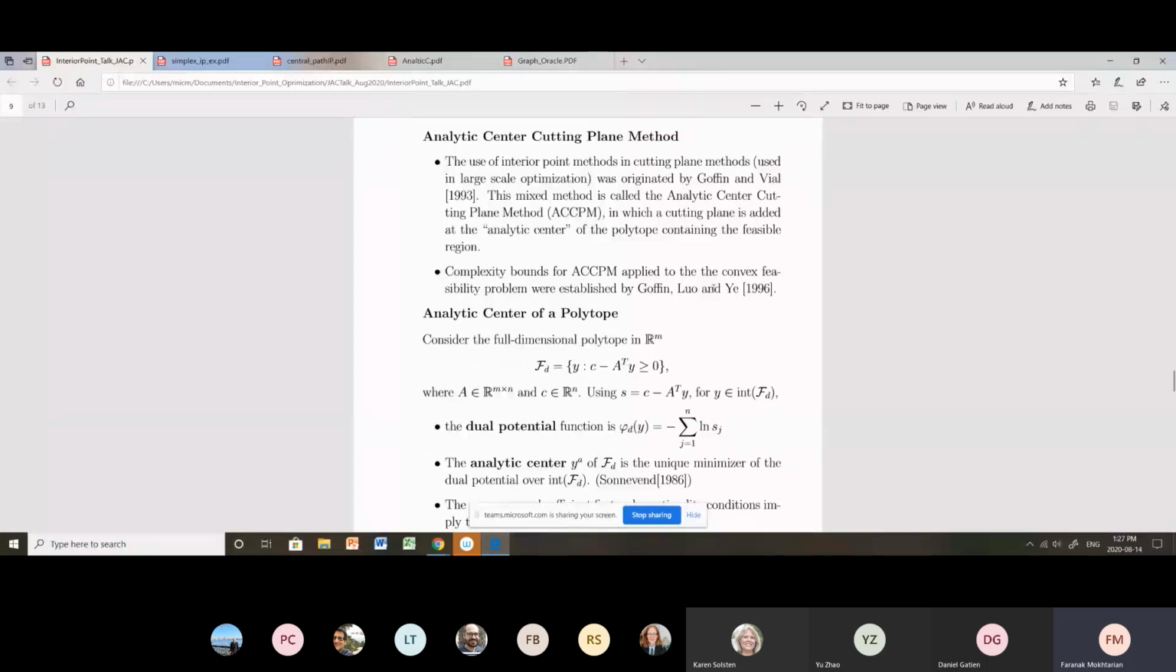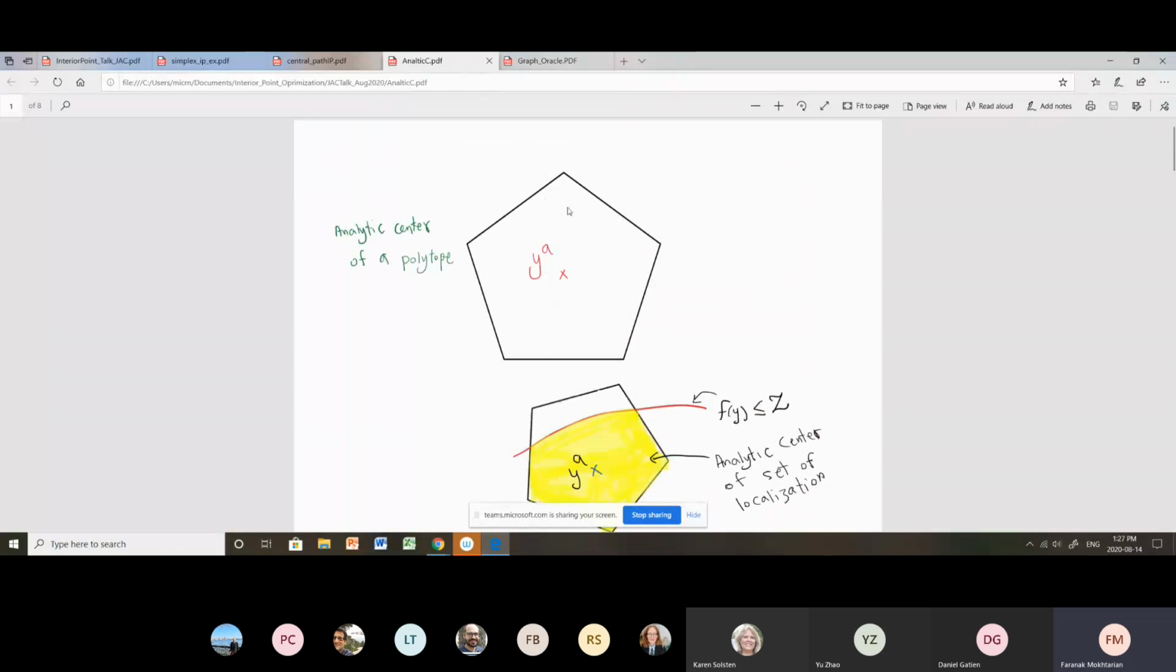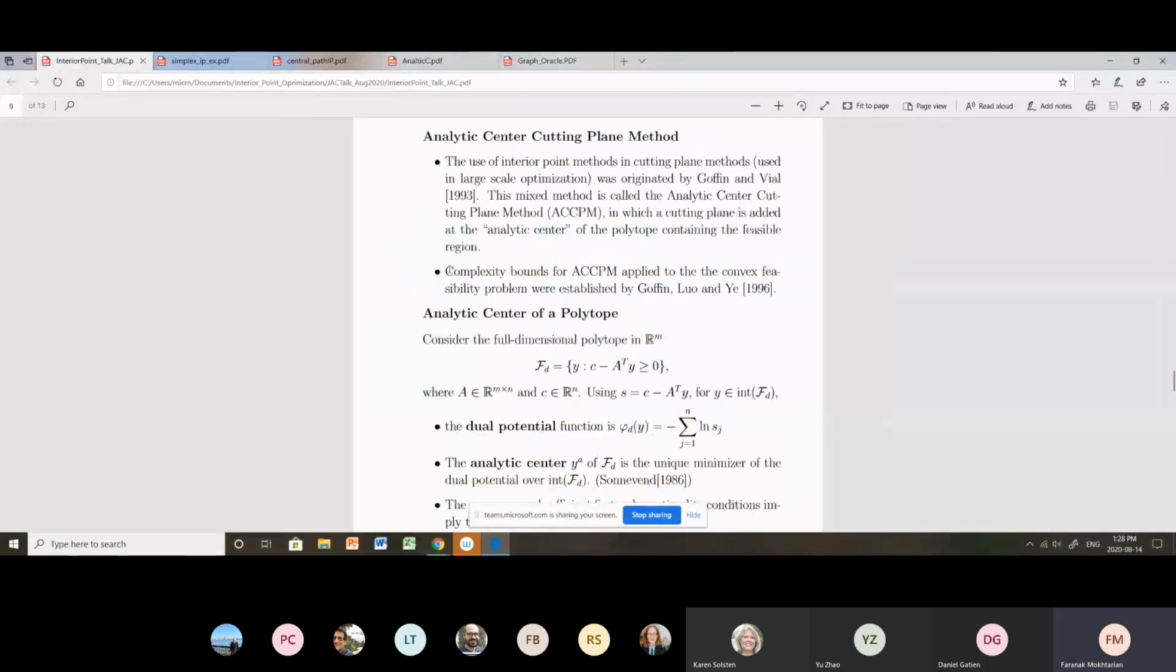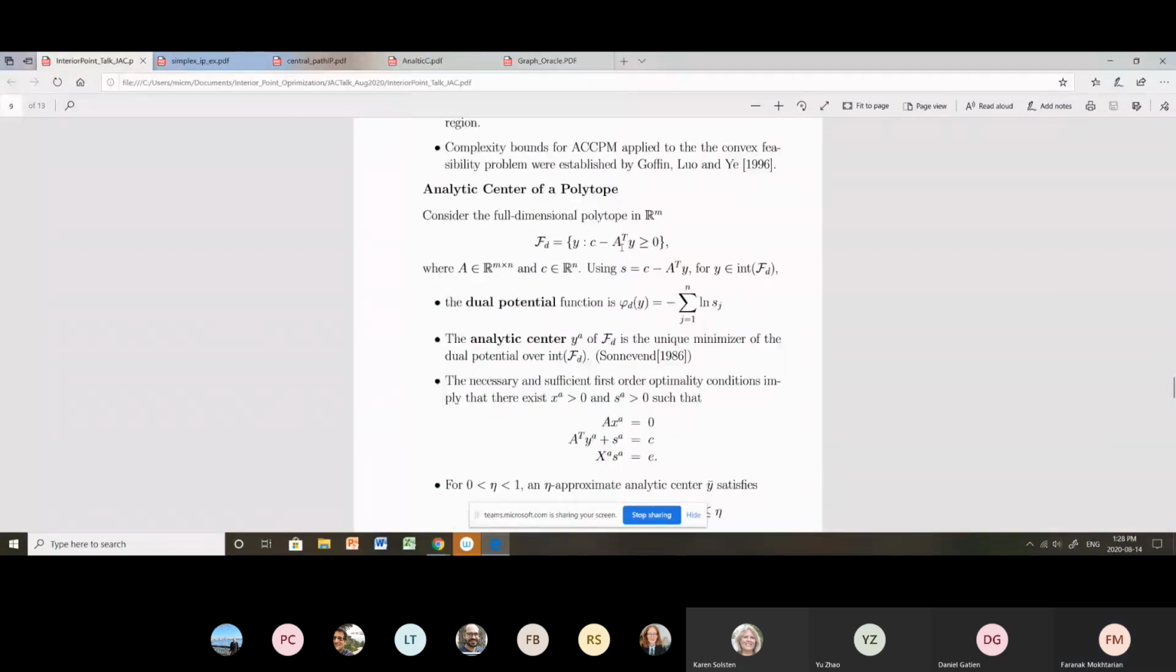So what is the analytic center of a polytope? I'll show you first. If you have a convex polytope, as you see here, the analytic center is a point that has maximum distance from all the faces of that convex polytope. And mathematically, if you consider a polytope in the dual form, it looks like a dual feasible region. And s is the vector C minus A transpose y, the vector of slack variables, which is basically the distance to the faces of that polytope.